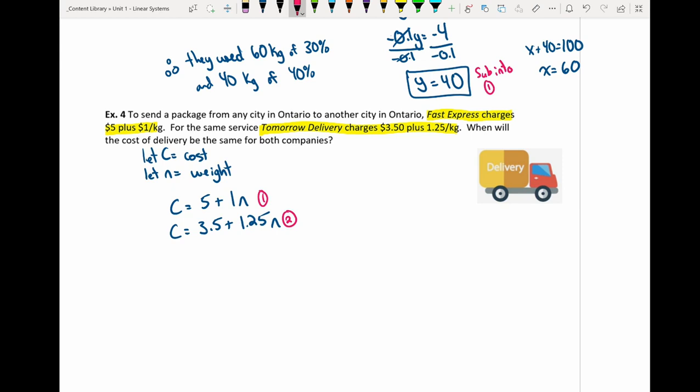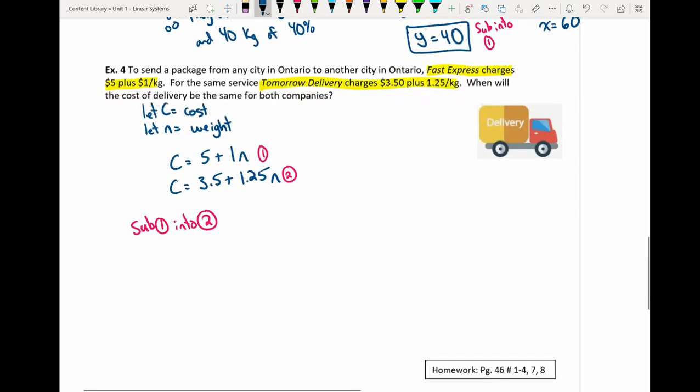Here I'm going to use solving by substitution. So I'm going to sub equation 1 into equation 2. You could do it for either one. The nice thing is they're already isolated. They're both set equal to C. So either way you choose to plug it in, 1 into 2 or 2 into 1, it should be the same thing. So when I do that, I get 5 plus 1N is equal to 3.50 plus 1.25N. Everywhere I saw the C in the second equation, I replaced it with what C equaled from the first one.